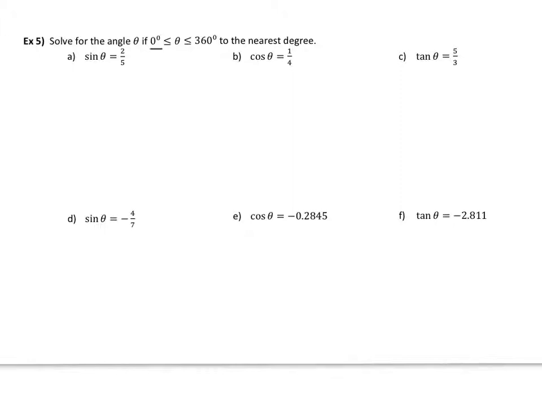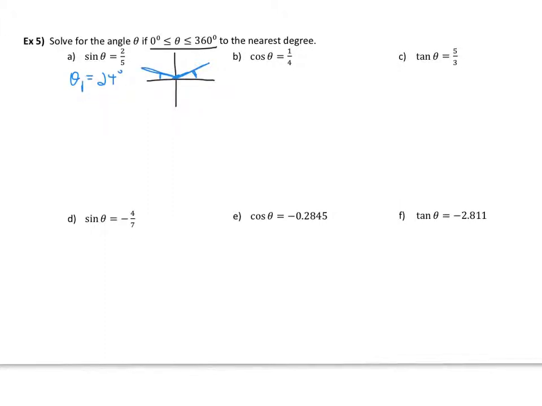So to have a domain here between 0 and 360 means I actually am going to get two solutions to this. I'm going to solve this for my theta by doing the inverse function of sine on that 0.4. And I get about 24 degrees to the nearest degree. Okay, 24 degrees is here. So that's my angle in standard position here. I also have the option over here where the related acute angle is 24 degrees.